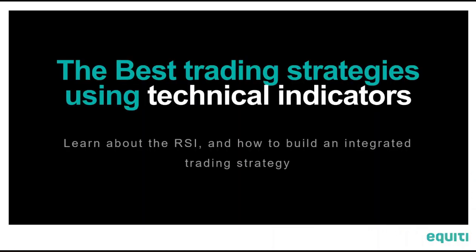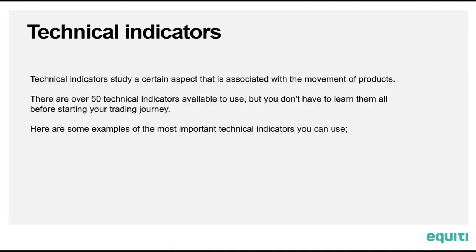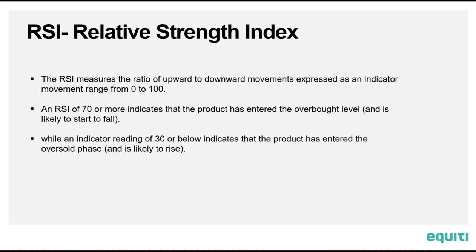So let's dive in. We're going to be utilizing the RSI indicator, one of the most used and common indicators traders use, and as well a little bit about the MACD. Starting with the definition, technical indicators study a certain aspect associated with the movement of products and prices. There are over 50 technical indicators, but we're going to be discussing the most popular ones.